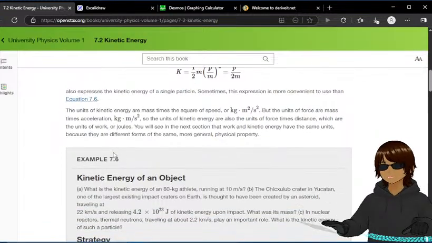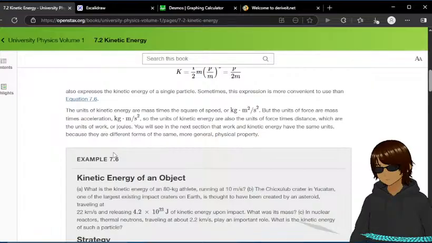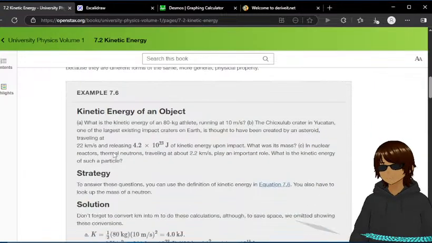The units of kinetic energy are mass times the square of speed. The units of force are mass times acceleration. So the units of kinetic energy are also units of force times distance, which are the units of work, or joules. You will see in the next section that work and kinetic energy have the same units because they are different forms of the same more general physical property.